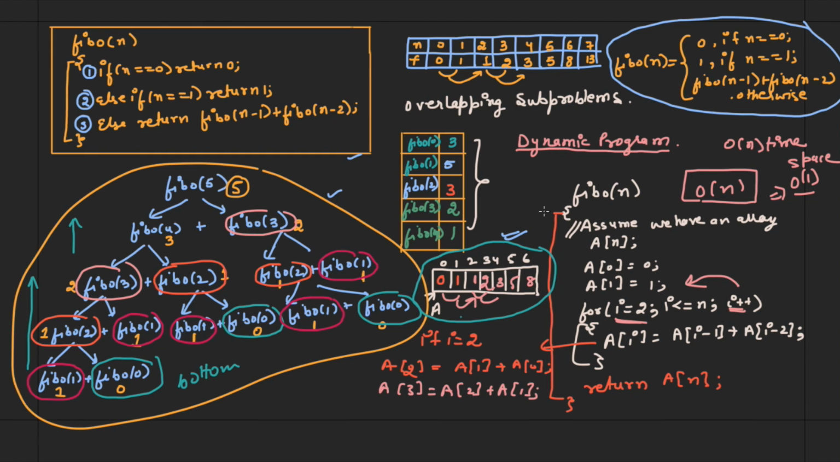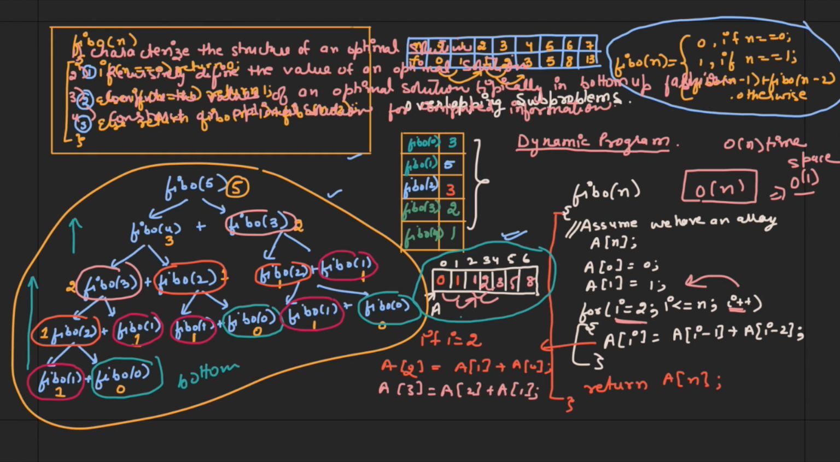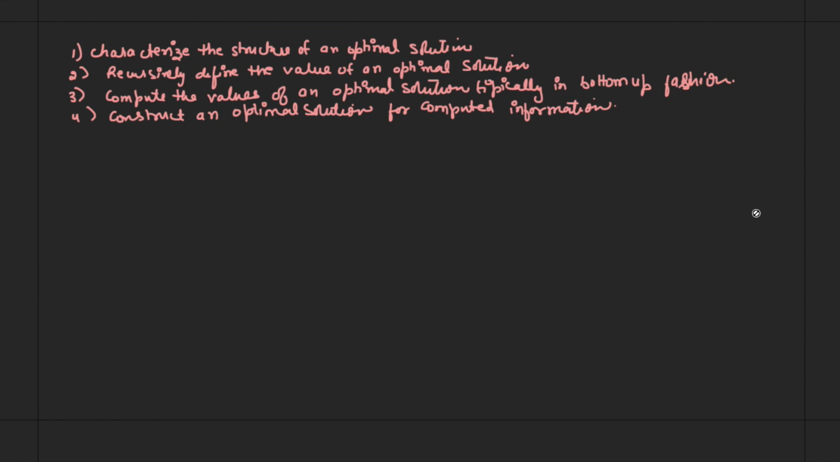Here, steps 1, 2 and 3 form the basis of a dynamic programming solution to a problem. If we need only the value of an optimal solution and not the solution itself, then we omit step 4. When we do perform step 4, we sometimes maintain additional information during step 3 so that we can easily construct an optimal solution.